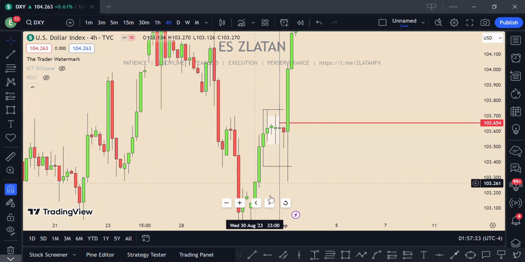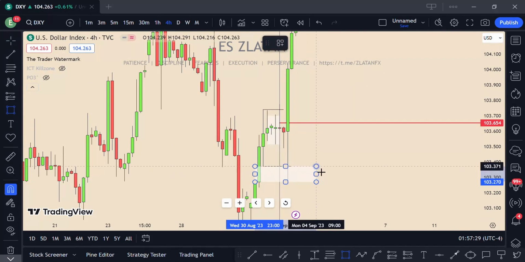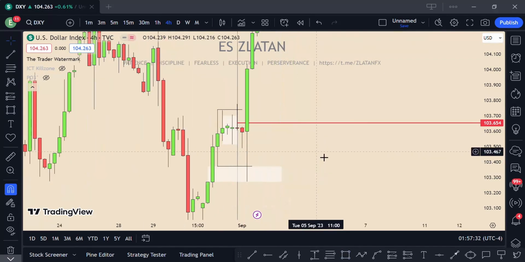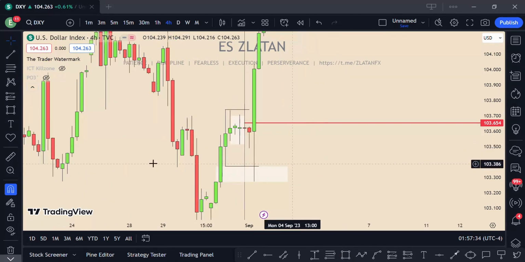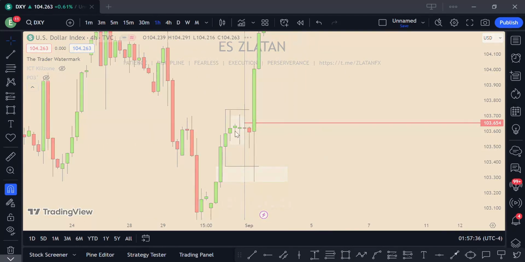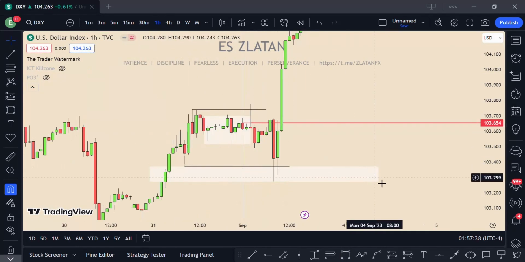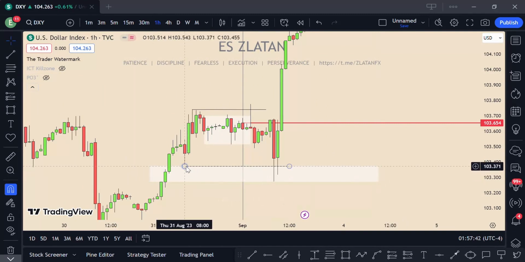Was this a fair value gap? You write that down. This is the way you go about your setup, your narrative behind the setup. So now you have a 4 hour fair value gap, right? And you have liquidity right here, also called Asian range.